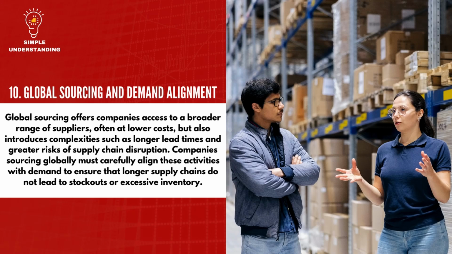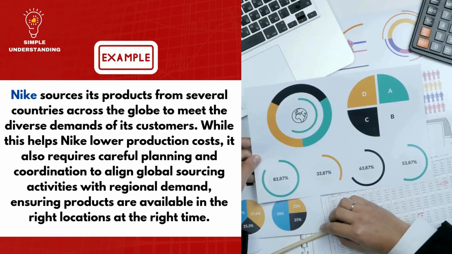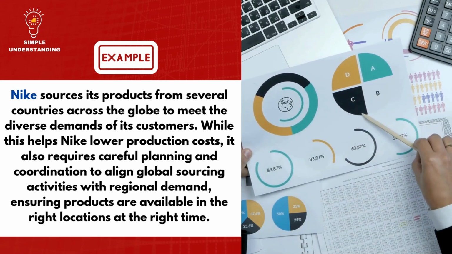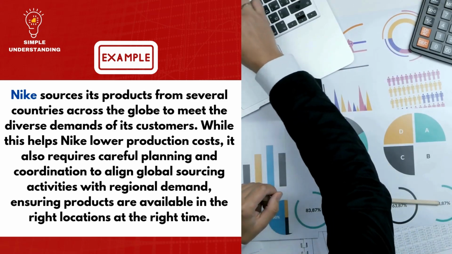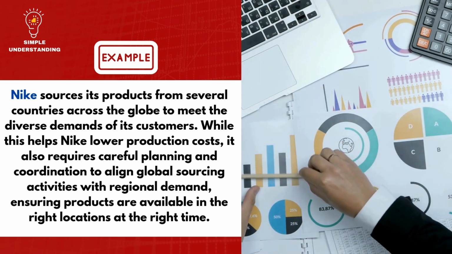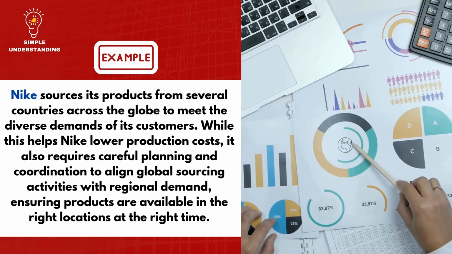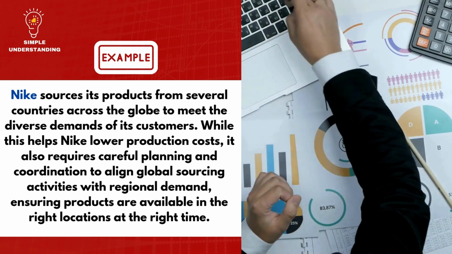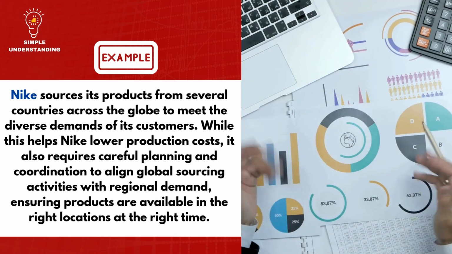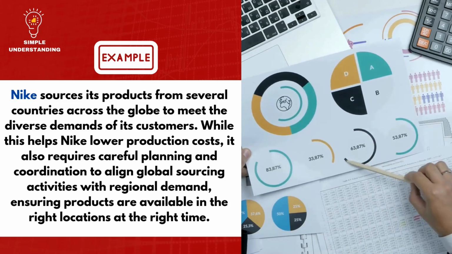Companies sourcing globally must carefully align these activities with demand to ensure that longer supply chains do not lead to stockouts or excessive inventory. Real company example. Nike sources its products from several countries across the globe to meet the diverse demands of its customers. While this helps Nike lower production costs, it also requires careful planning and coordination to align global sourcing activities with regional demand, ensuring products are available in the right locations at the right time.